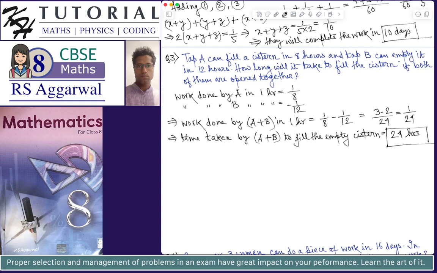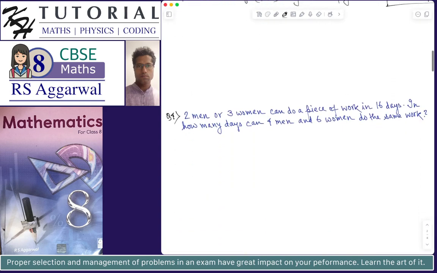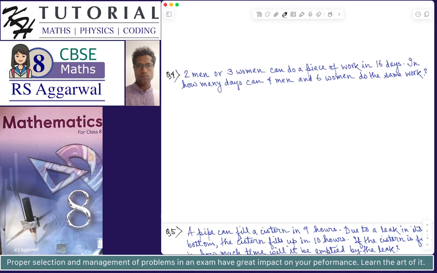I will quickly check the answer. Question number 3 is 24 hours. Okay. Question number 4. Two men or three women can do a piece of work in 16 days. In how many days can 4 men and 6 women do the same work?